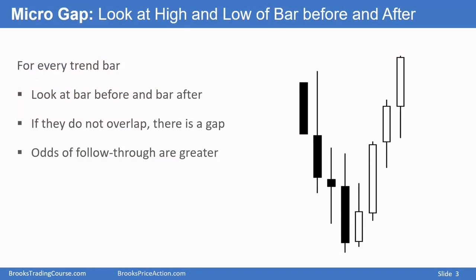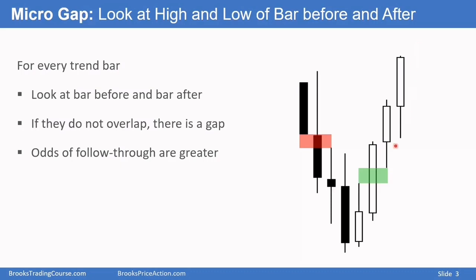Anytime I see a trend bar, I look at the bar before and the bar after. If they do not overlap, there's a gap, and the odds of follow through in the direction of the trend bar are greater. We have a bear trend bar. I look at the high of the bar after and the low of the bar before. If there's no overlap, there's a gap. That increases the chances that we're going at least a little bit lower.